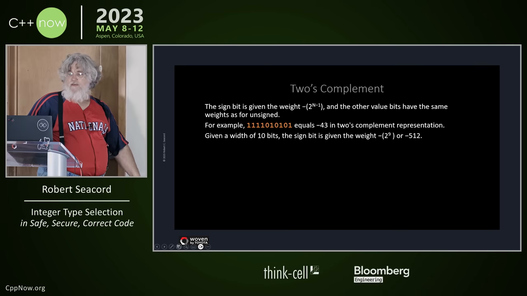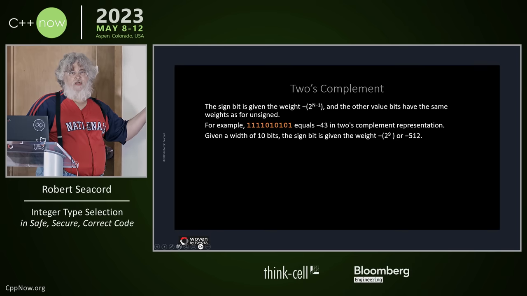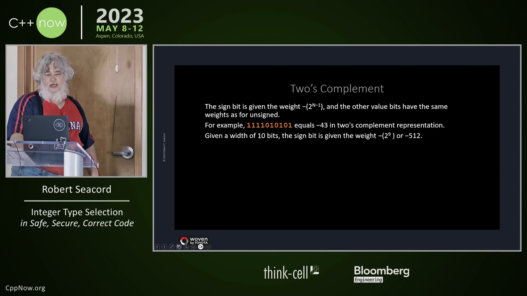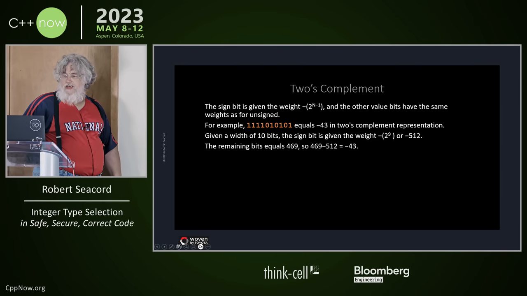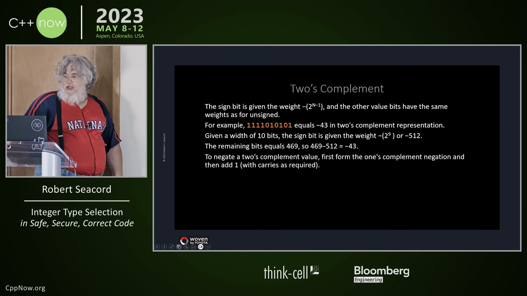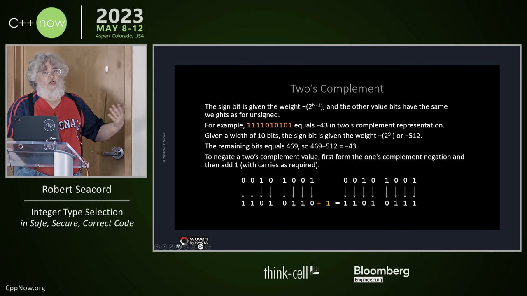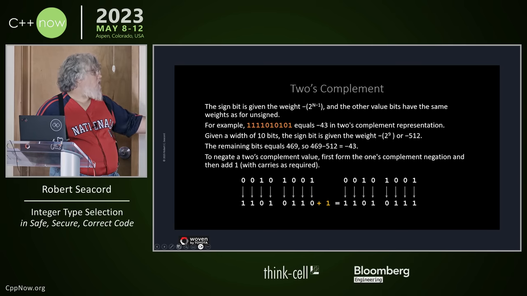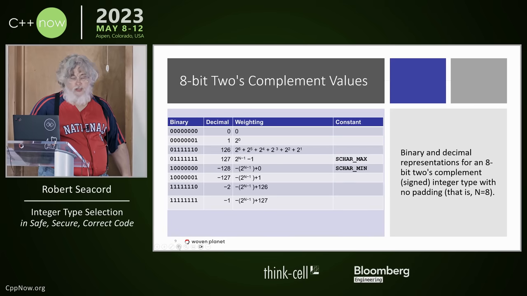Given that we've got a 10-bit integer there, which is unusual but not prohibited, the sign bit has the weight of minus 512. You add up all the remaining value, which is 469, and then you get this value, negative 43. To negate this from more of a hardware perspective, you just take the ones' complement, which is you flip all the bits and add one with carry. So this shows here the way you form a two's complement.